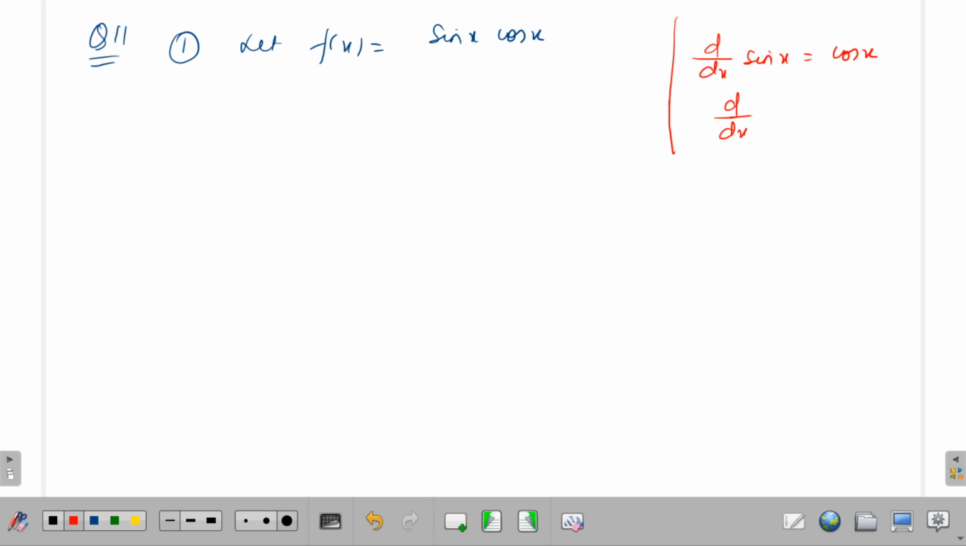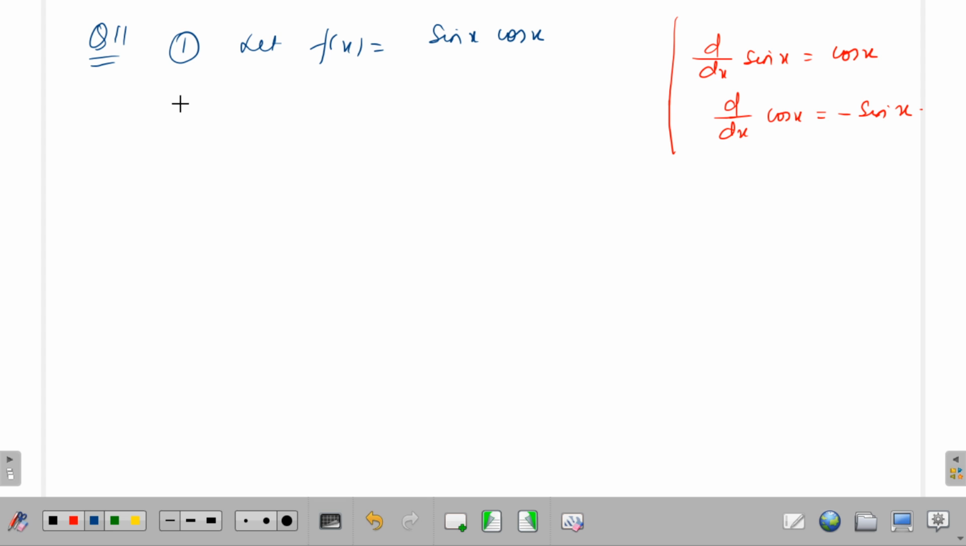So the first one, 11.1, is given to be: let f(x) is equal to sin x cos x. Now before I begin with sin x and cos x, you should know that d/dx of sin x is nothing more than cos x, and d/dx of cos x is nothing more than minus sin x. So don't forget this too. Okay, now in a similar manner, I got f(x) to be that.